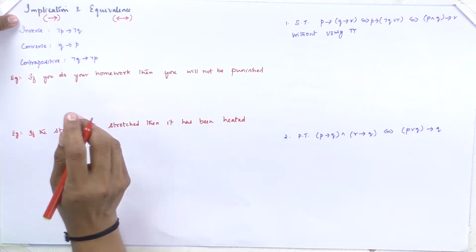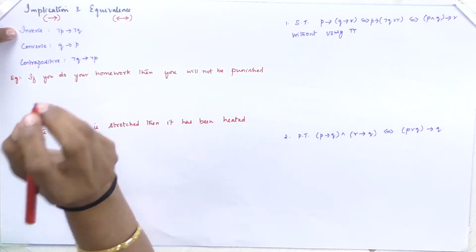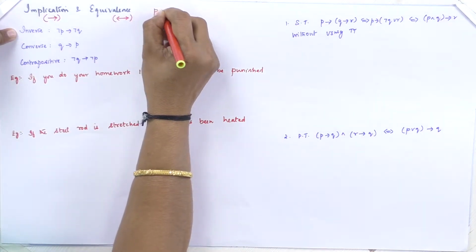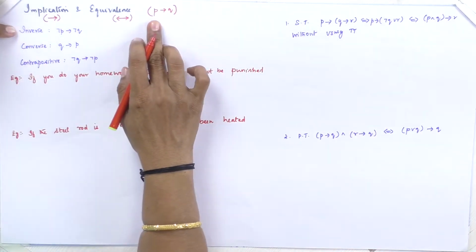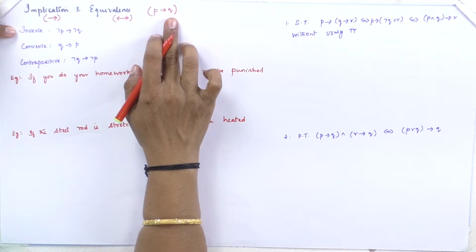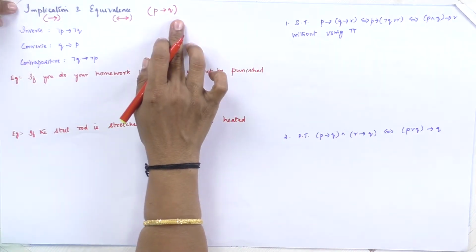So now let us see implication and equivalence. Suppose a statement is given, say P conditional Q. If this is a statement, if this is so, then this is also so. That is what it means by P conditional Q.